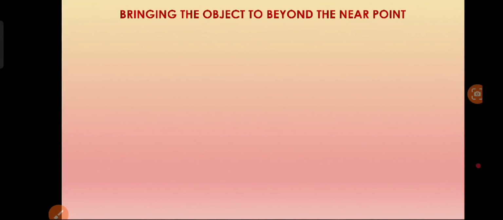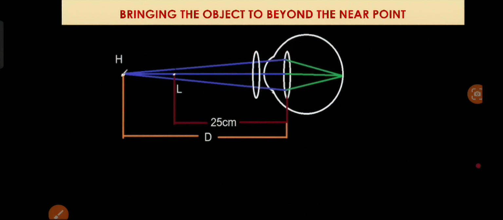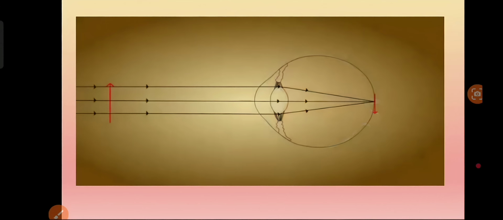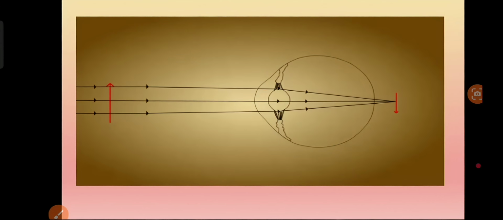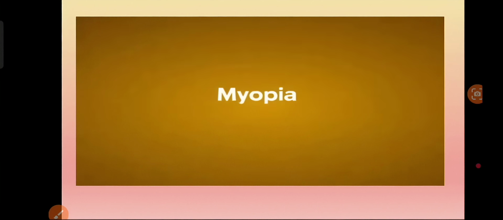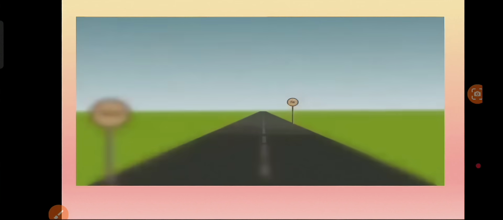Here you can see, bringing the object to beyond the near point. Hypermetropia, we can see here. Hypermetropia is farsightedness. A person with hypermetropia can see distant objects clearly but cannot see nearby objects distinctly. Why? Because the near point is greater than 25 centimeters. By using a convex lens, that is a converging lens, we can correct hypermetropia.